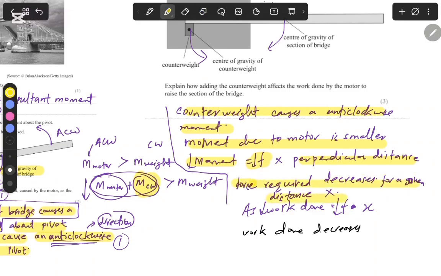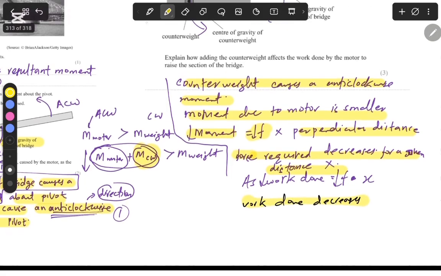So the force required to move a distance x decreases, and we can say that the work done to move a given distance x is equal to F times the distance x. The distance x remains constant, so we can say work done decreases, and we already know the force decreases. Because of the force decreasing, the work done goes down, and then we have the final answer: the work done by the motor decreases. That's going to be your answer.